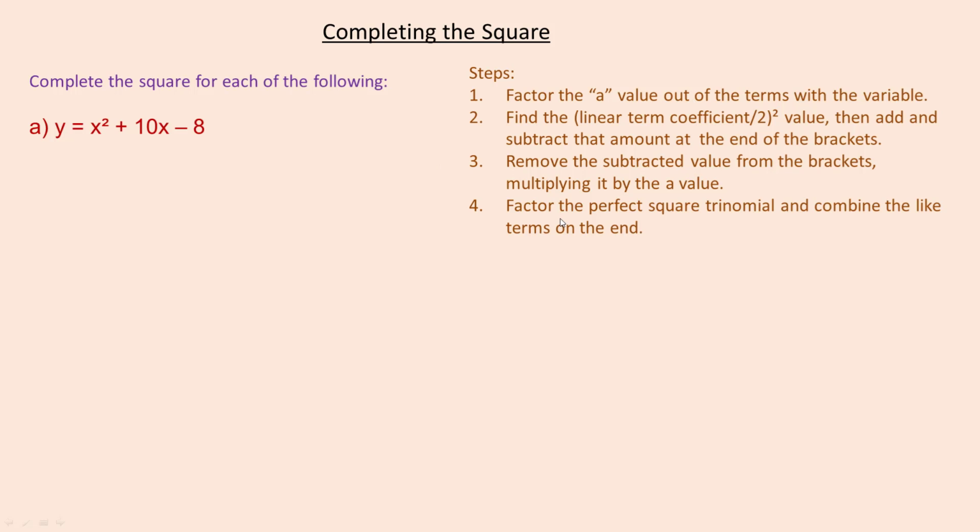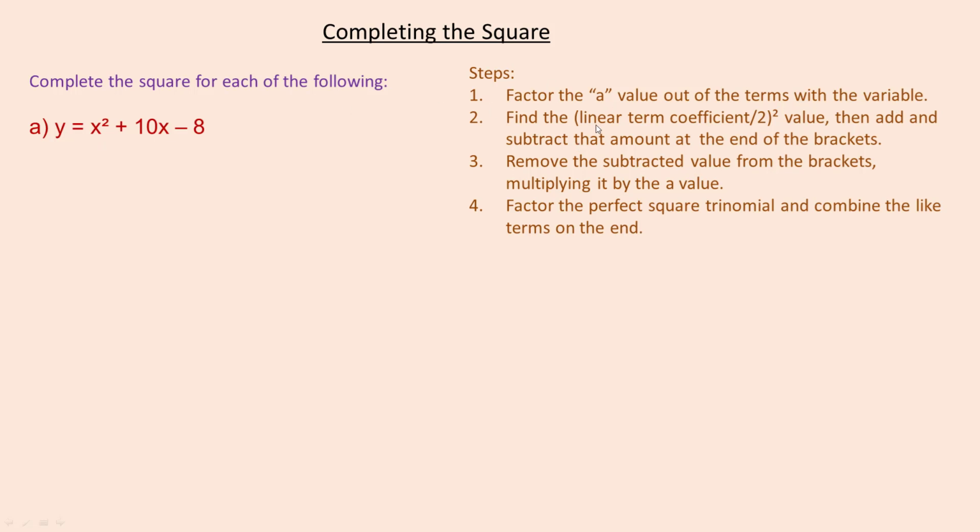And I put the steps up here in the top right corner to complete the square. When the question is fairly basic like this, you actually can skip some of these steps, and I'll explain as we go. The first one says factor the a value of the terms with the variable. The variable terms are the x squared and 10x on the right here. You don't see a number in front of the x squared, so the a value would be 1. And if the a value is 1, then you don't have to bother trying to factor 1 out of x squared plus 10x because it looks the same. So you actually get to skip this first step.